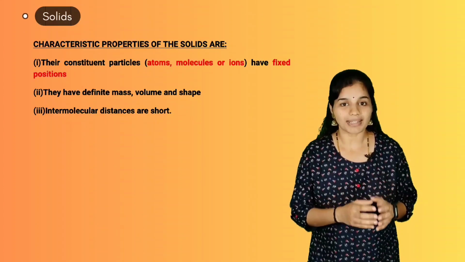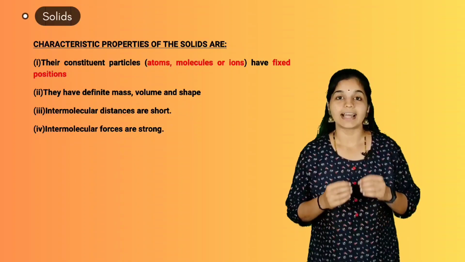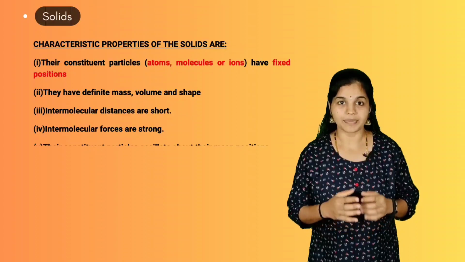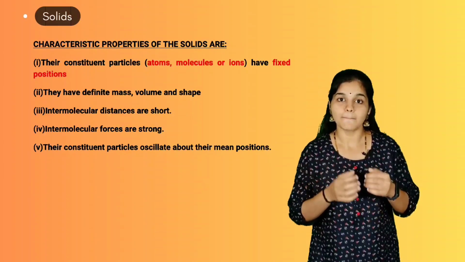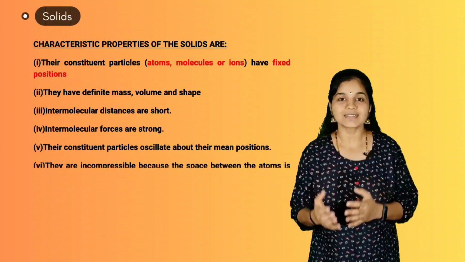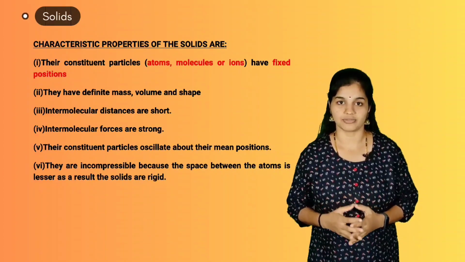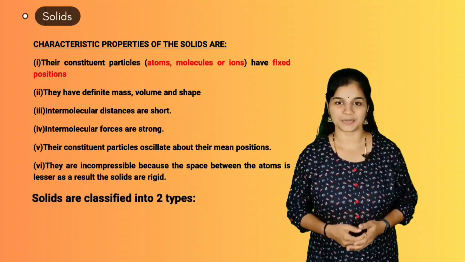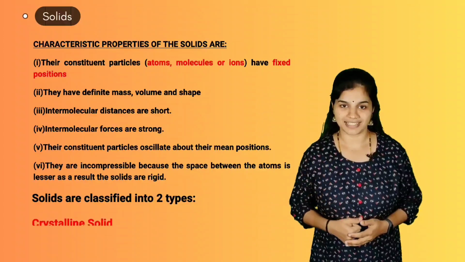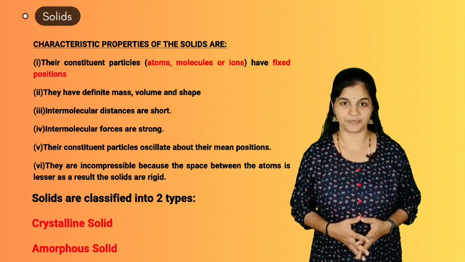The constituent particles oscillate about their mean position. They are incompressible because the space present between the atoms is much less. As a result, solids are rigid in their structure. These solids can be classified into two types. One type is crystalline solids and the second type is amorphous solids.